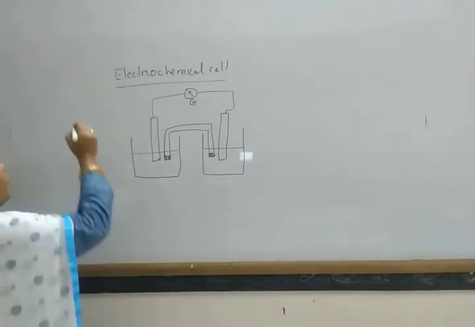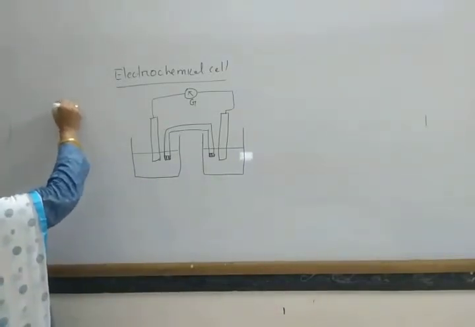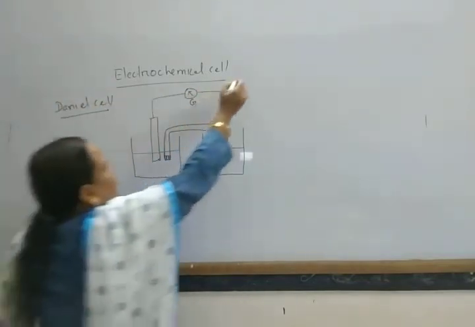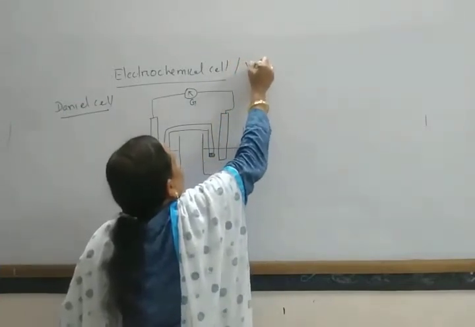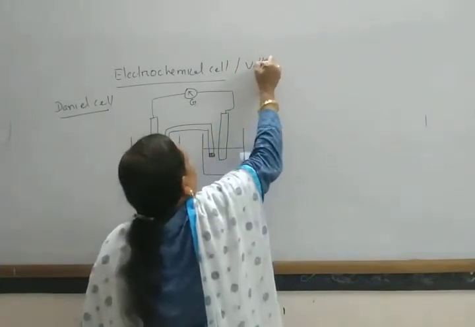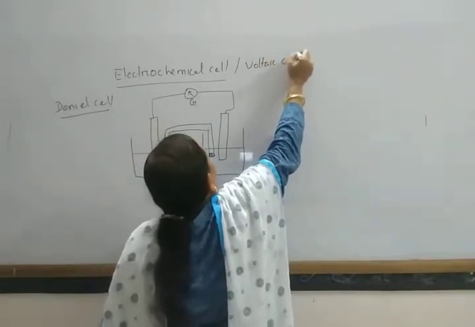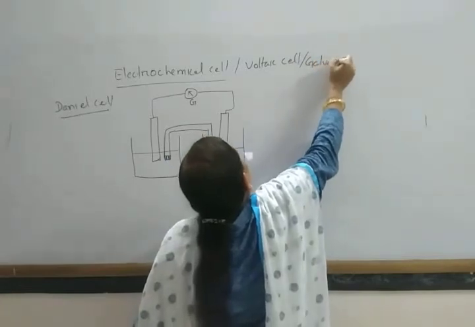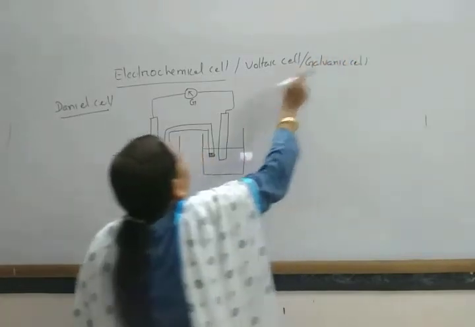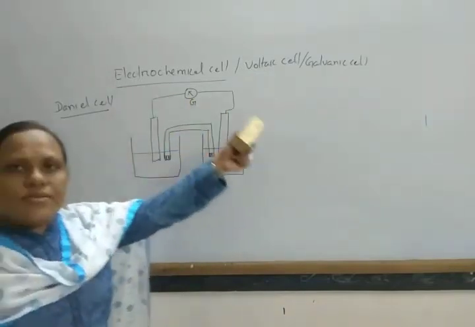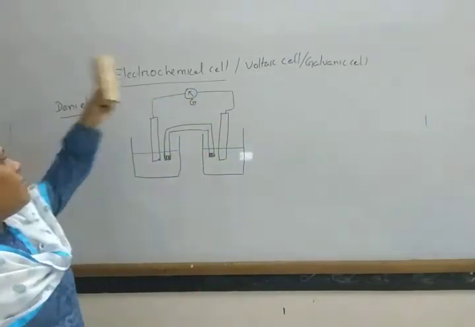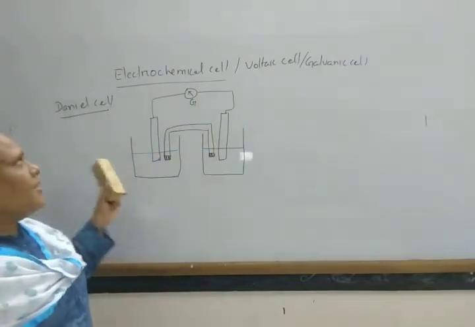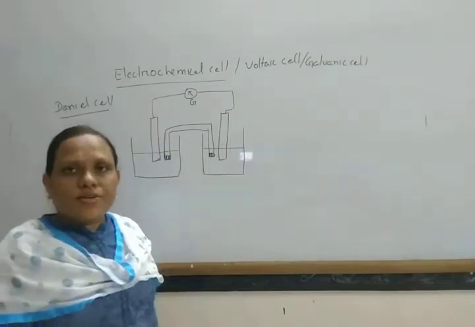Let us consider the example of the Daniell cell. The electrochemical cell is also called a voltaic cell, and also a galvanic cell; these are different names of the electrochemical cell. One example is the Daniell cell. You can say the Daniell cell is one type of galvanic cell, or one type of electrochemical cell.